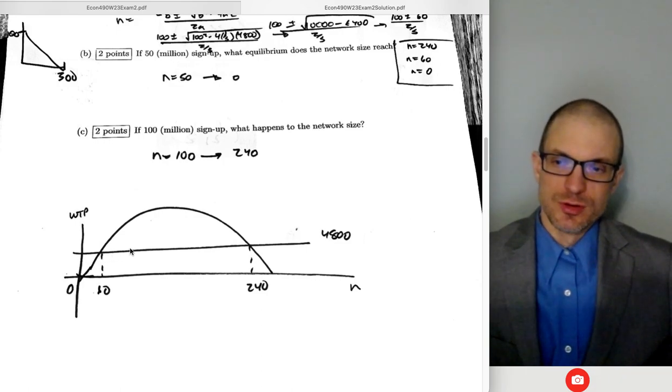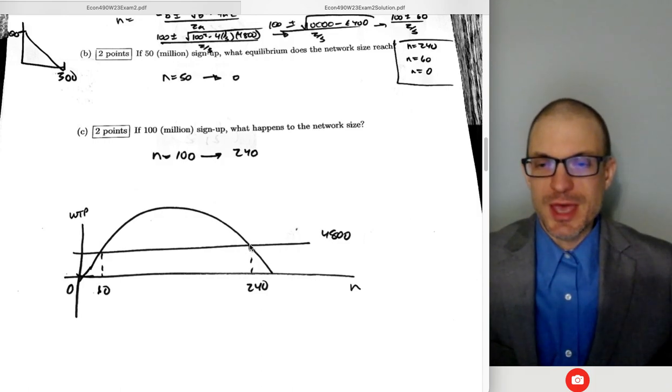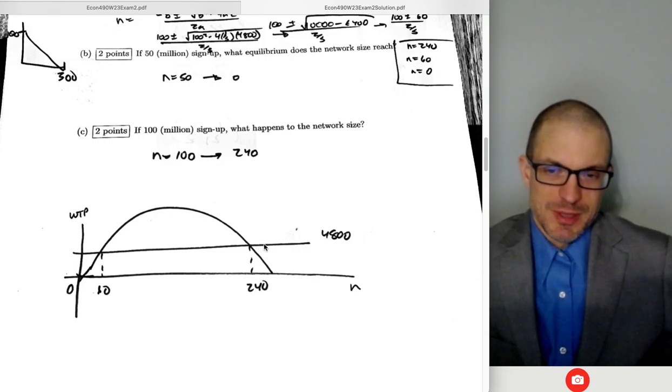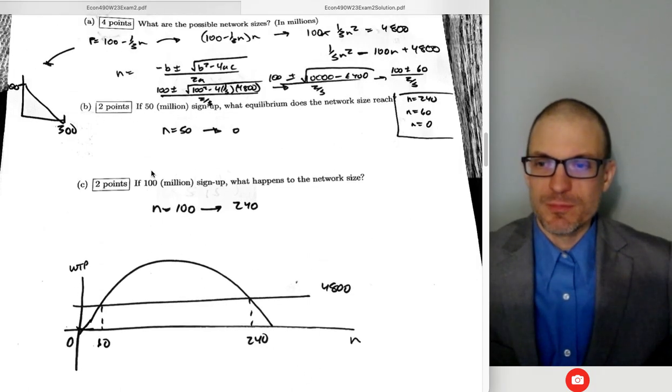And so we keep increasing the size of the network up to 240, but 240 would be the largest sustainable size of the network. Beyond 240, maybe we'd sign people up, but they would quit, they'd leave, because their marginal benefit is below the marginal cost. Okay, so that's relevant for part B and part C.